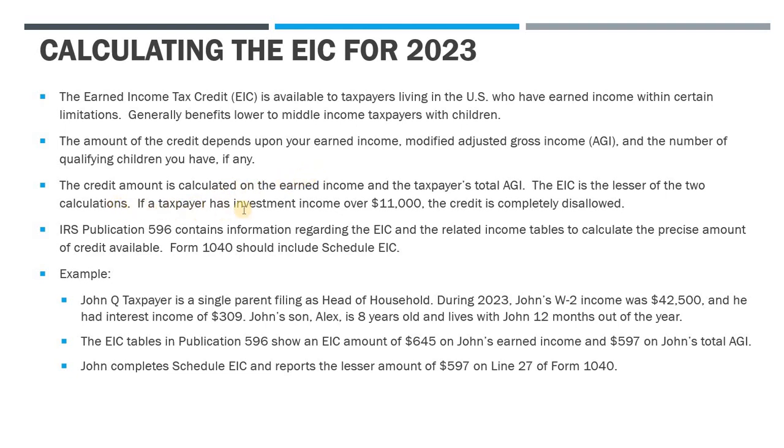So the credit amount is calculated on your earned income and then your total AGI, right? And then the EIC amount is going to be the lesser of those two calculations. That's important because the investment income obviously goes into your AGI calculation, but if your investment income is too high, then the credit is also completely disallowed. So we'll see how that works on the worksheet.